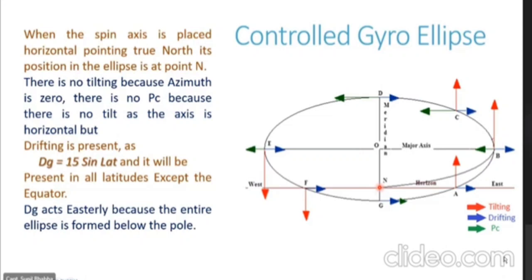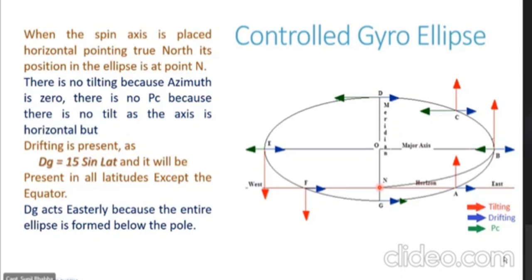And right now the spin axis at point N is pointing in the horizon. We don't have any tilt, zero tilt. No upward tilt, no downward tilt, the tilt is zero. If the tilt is zero, the control precession will always be zero. So we don't have any tilting, we don't have any control precession.